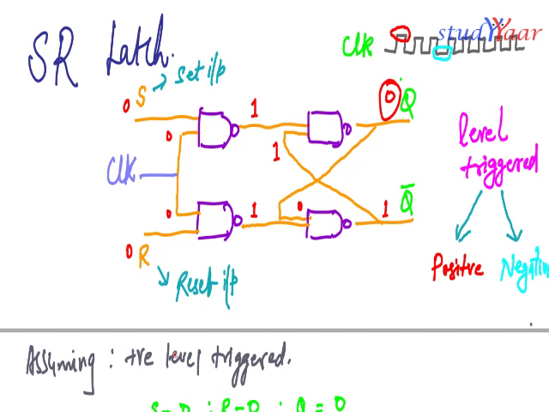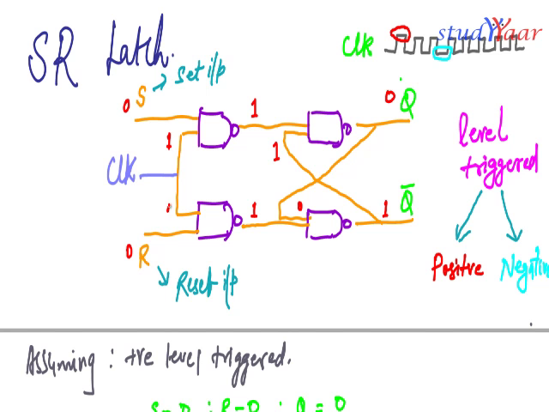I say my circuit triggers or changes state only when my clock is at a positive level. So I have seen why my circuit does not change state when it is at a low clock level. Now let's see what happens when my circuit is at a high clock level.